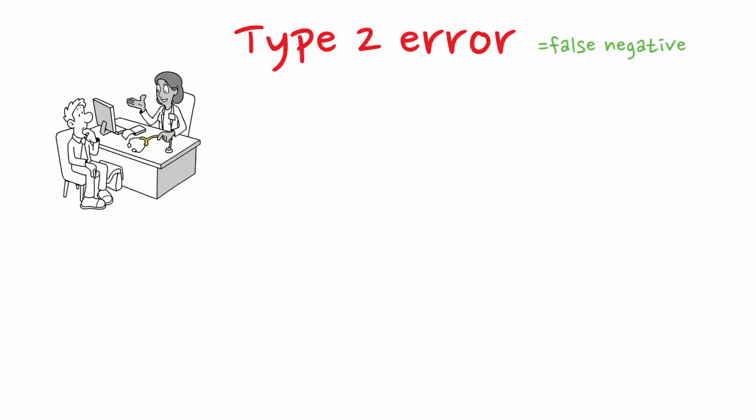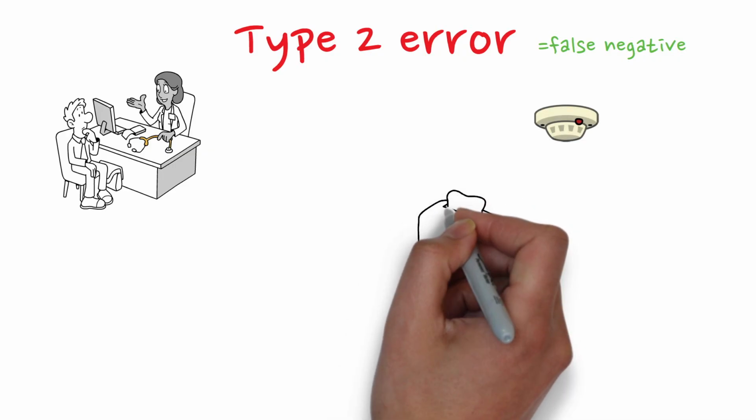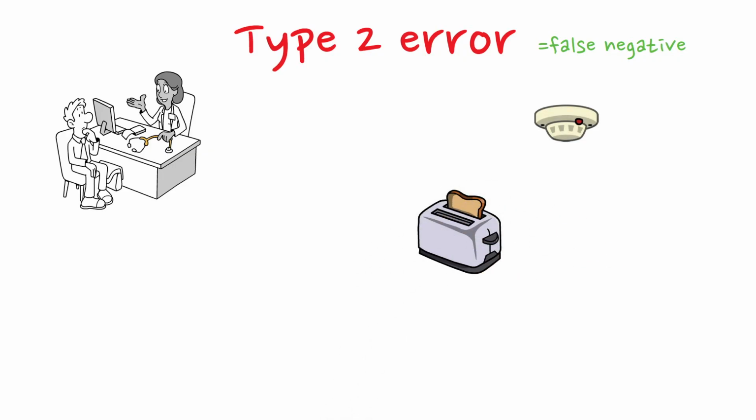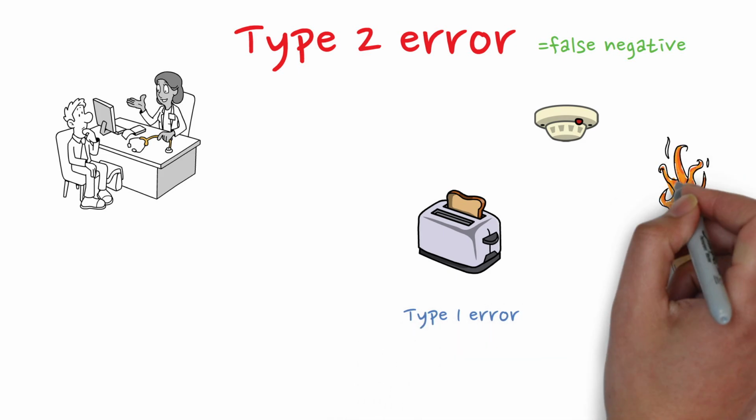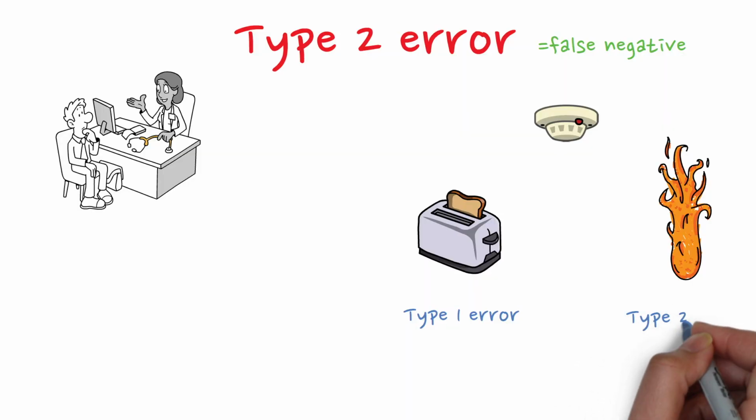Let's bring it into a different context. Picture a smoke alarm. If it blares loudly when you're just making toast, that's a type 1 error, an overreaction. But if your kitchen actually catches fire and the alarm stays silent, that's a type 2 error. The danger is real, but the system failed to respond.